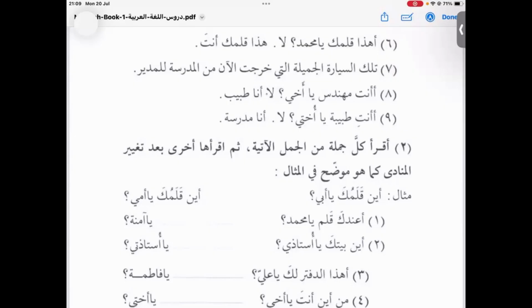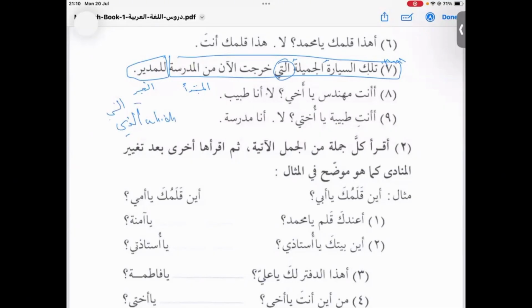تلك السيارة الجميلة التي خرجت الآن من المدرسة للمدير. Okay, this is a long sentence. That's the mubtada. للمدير is the khabar. Mubtada and khabar make a jumla ismiyyah. Let's break it up first. تلك السيارة الجميلة. That beautiful car. So tilka means that, and السيارة الجميلة means beautiful car. التي means which. You get الذي, which means which, and you get التي. الذي is used with male and التي is used with female. Because السيارة الجميلة is female, we use التي.